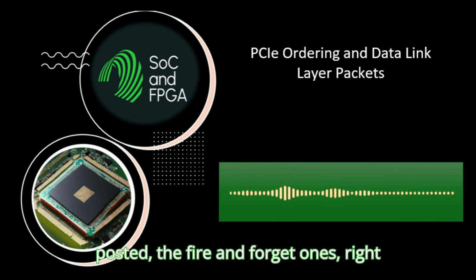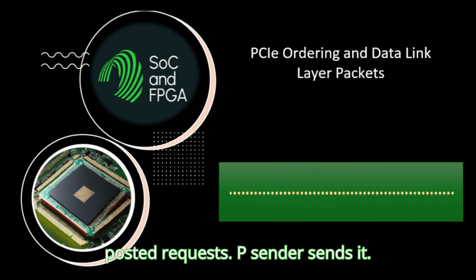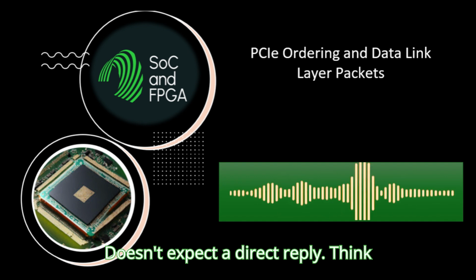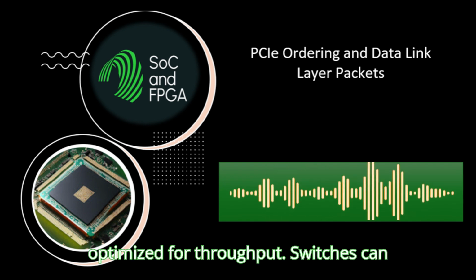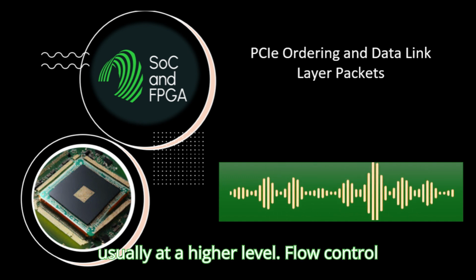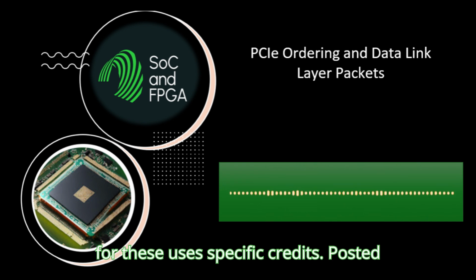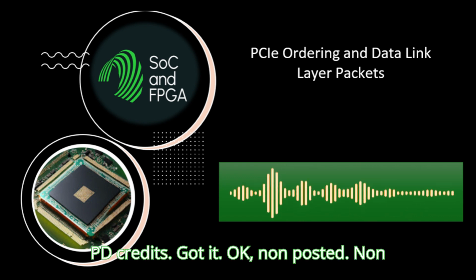Okay, let's start with posted, the fire and forget ones. Right. Posted requests, P: the sender sends it, doesn't expect a direct reply. Think memory writes, message TLPs. They're optimized for throughput. Switches can buffer them. Others handled indirectly, usually at a higher level. Flow control for these uses specific credits: posted header (PH) and posted data (PD) credits.